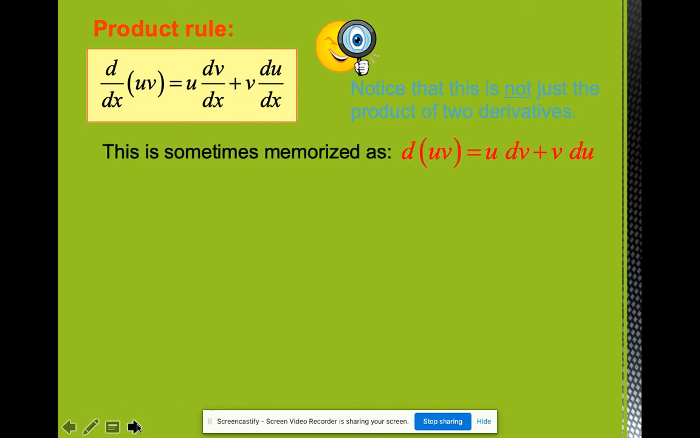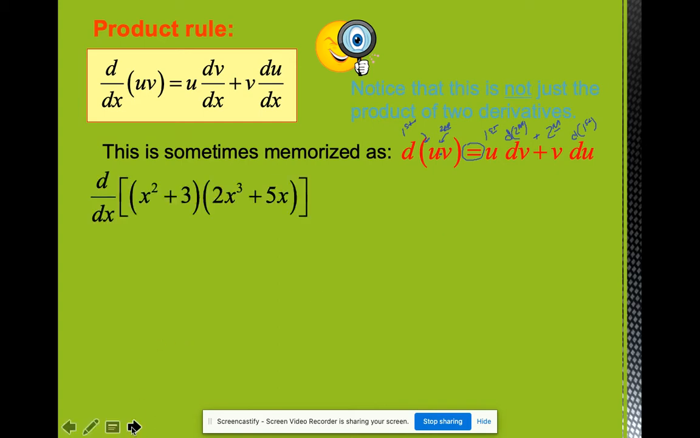But it is really, really important that you know that the derivative of a product is not just the product of the two derivatives. So here's a little bit cleaner version. That's still not how I remember it, though. I remember the derivative of a product of two functions, the first one and the second one, is the first function, copy and pasted, times the derivative of the second, plus the second function, times the derivative of the first. That's how I remember it.